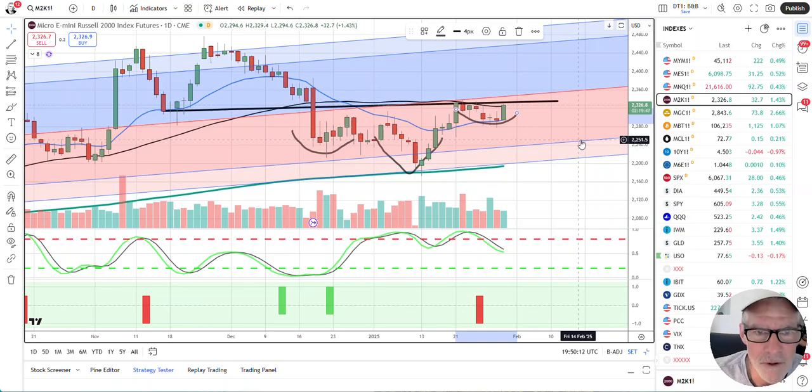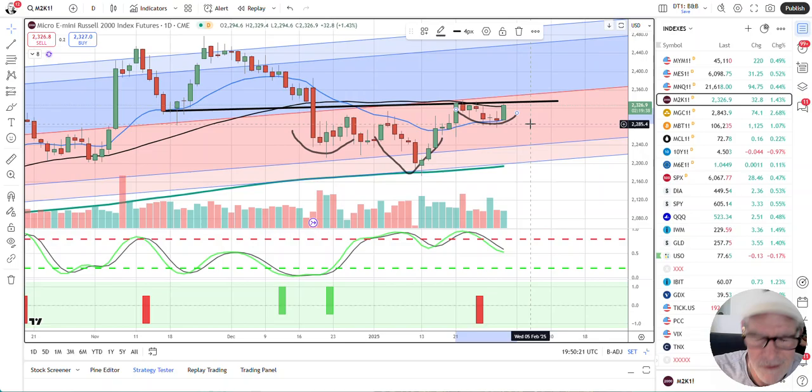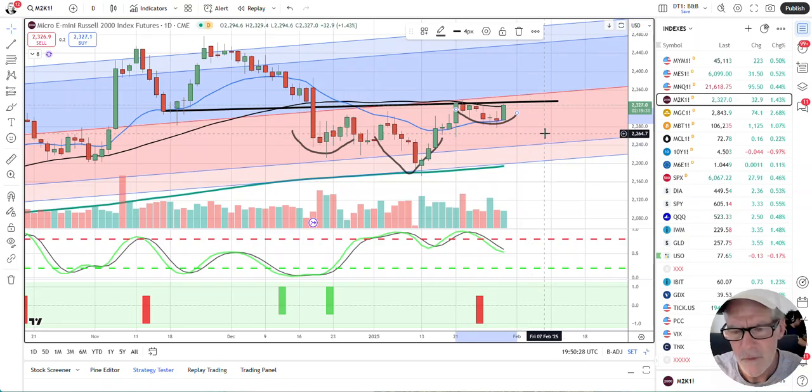We also held 4 days in a row, even with all that DeepSeek stuff. We held 4 days in a row the 21 period moving average. Good things happen above the 21. Sometimes not so good things happen below the 21. And a big green candle today on good volume. So we're long the small caps.